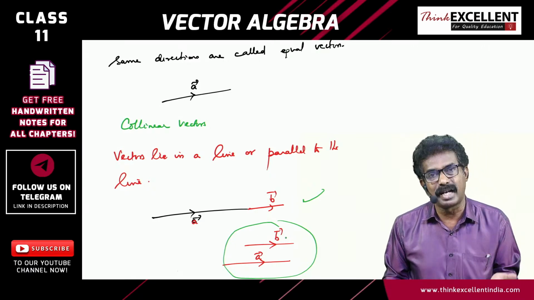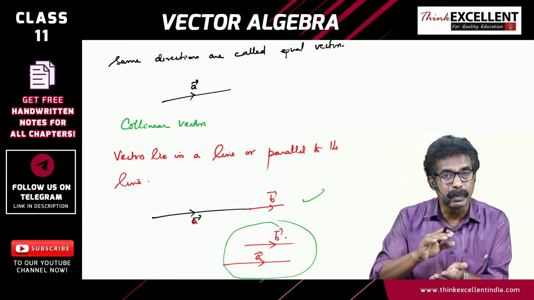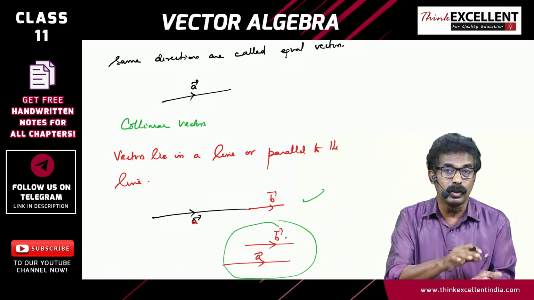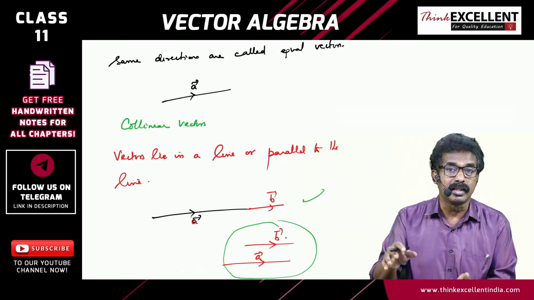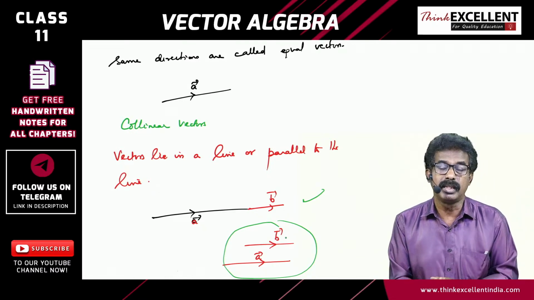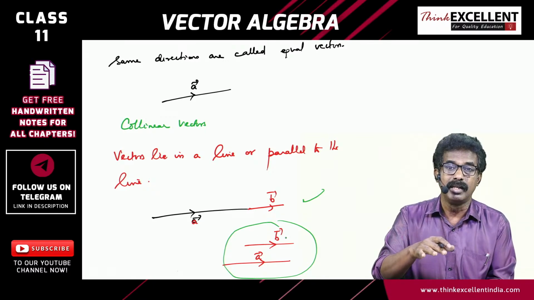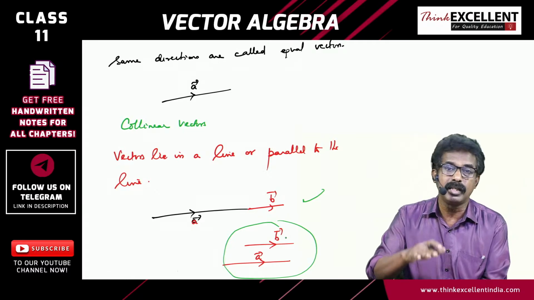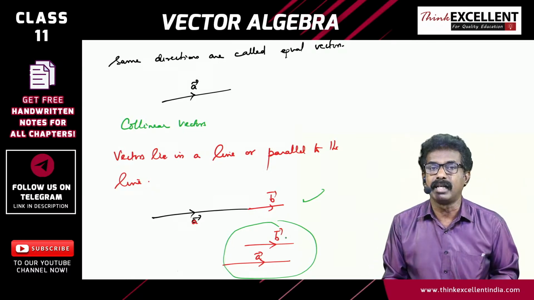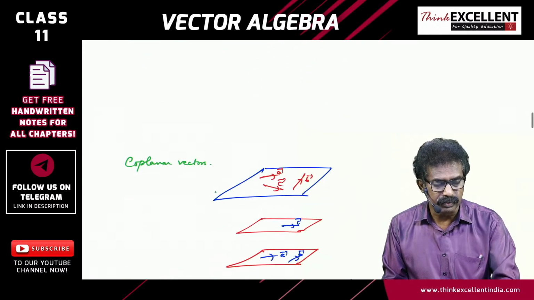Similarly coplanar. Collinear, we talk about line. Coplanar, plane. The name itself says it: collinear, line; coplanar, they lie in the same plane. So minimum 3 vectors are required. 3 vectors are said to be coplanar if they lie in the same plane or parallel. Two lines are in one plane, and another is parallel to it. Again we say they are what? Coplanar. Coplanar vectors, now the vectors lie in the same plane.